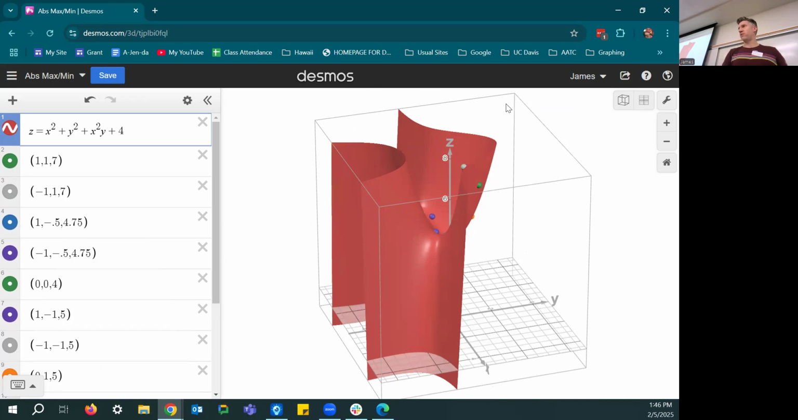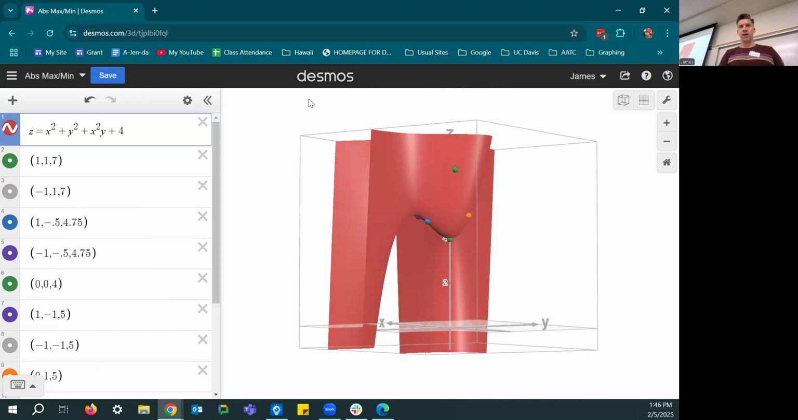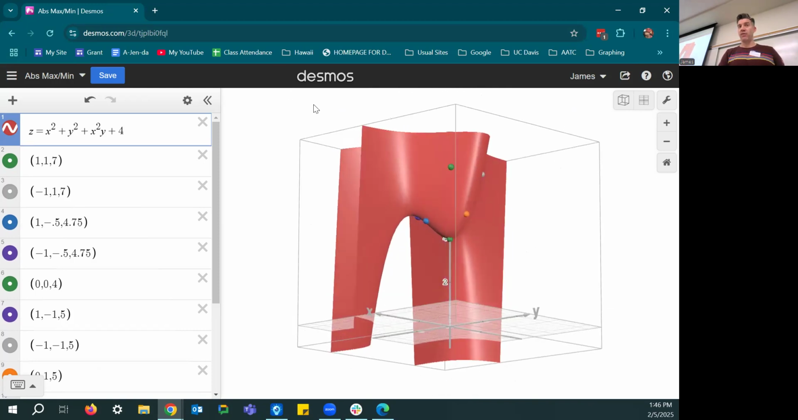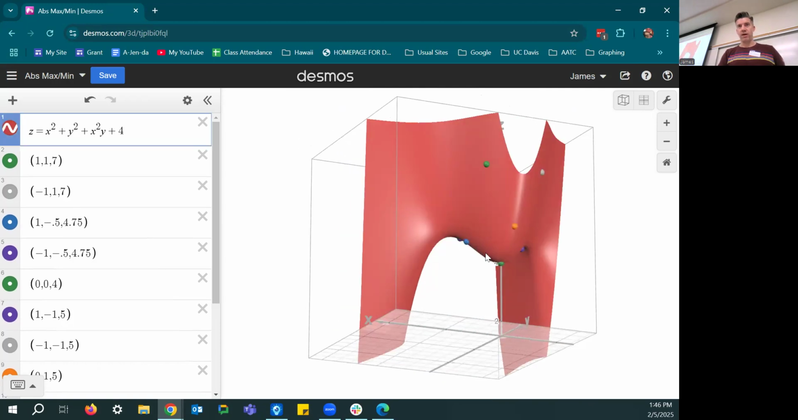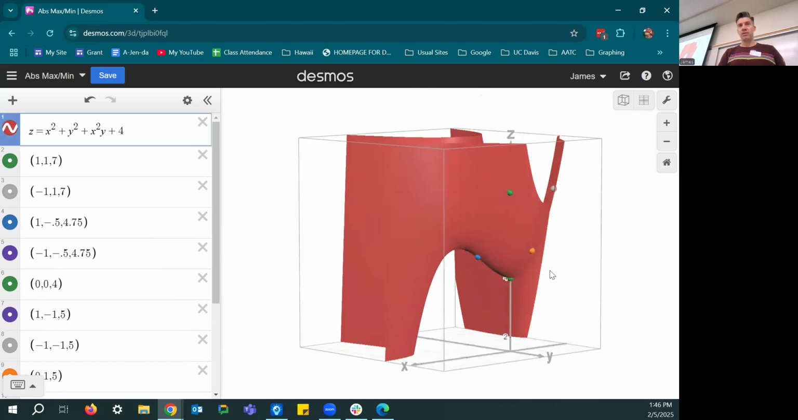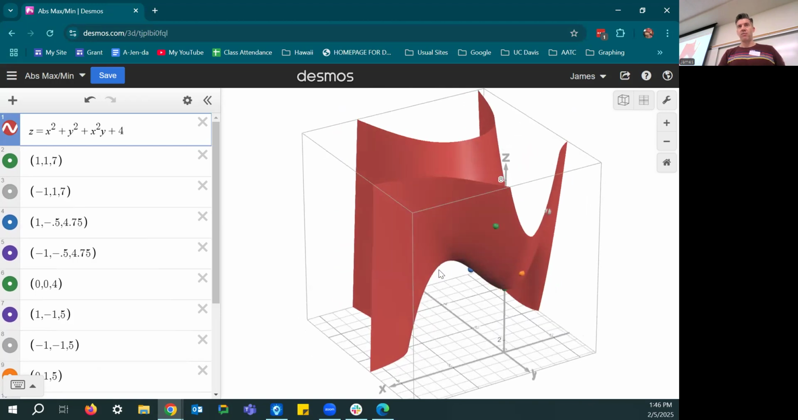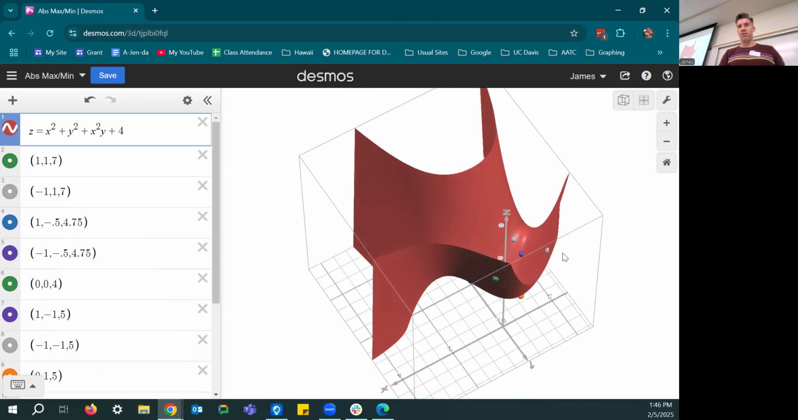There are definitely some relative extrema, right? You can see down there, there's definitely a relative minimum at the origin, that green point down there. There's probably some saddles over here or something. But that point up there, these are definitely not maxima or minima.